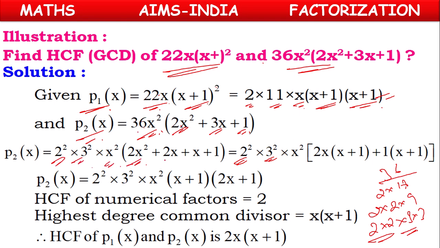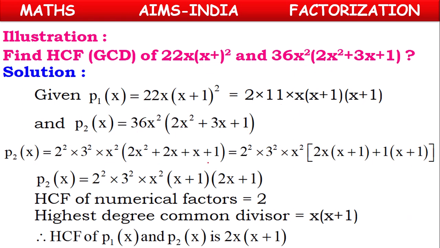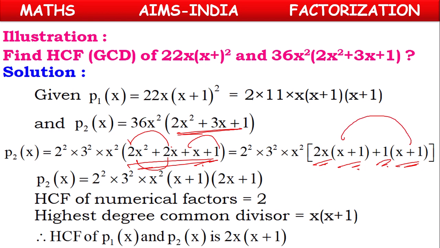So 36 can be written as 2 square into 3 square into x square. Inside the brackets we have 2x square plus 3x plus 1. 3x can be written as 2x plus x, plus 1, because for factorizing this we have written like this. From the first two terms, 2x we can take common, so x plus 1 will remain, which we have learnt already. From the last two, there is nothing common, so 1 we can take common, and inside the brackets the value will be the same. Again, x plus 1 we can take common, then 2x plus 1 will remain. 2 square as it is, 3 square as it is, x square as it is. So this can be written like this.